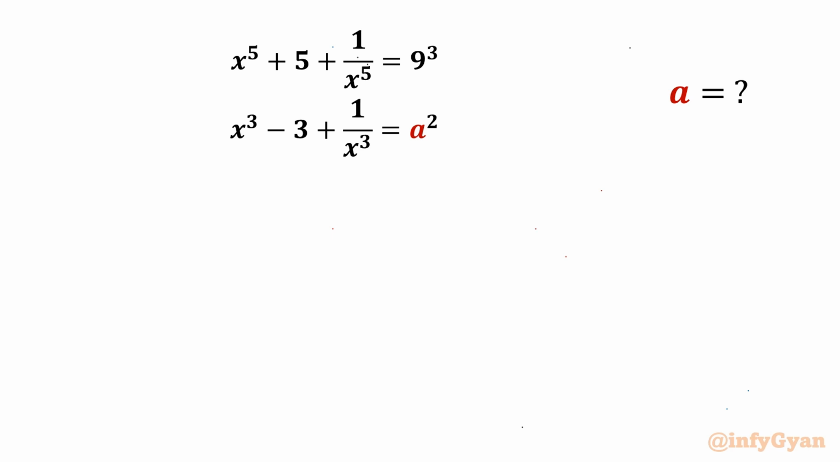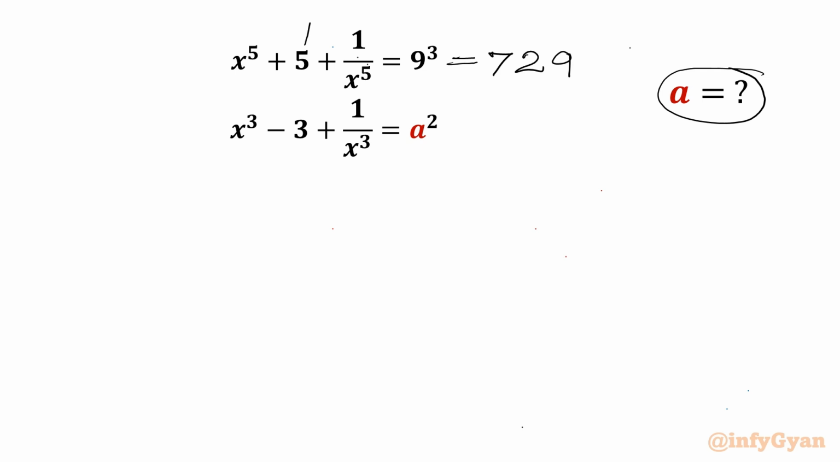In this video, we have one very interesting question from algebra. x^5 + 1/x^5 + 5 = 9³, and x³ − 3 + 1/x³ = a², and we are going to calculate the value of a. So let's get started by writing 9³ = 729.